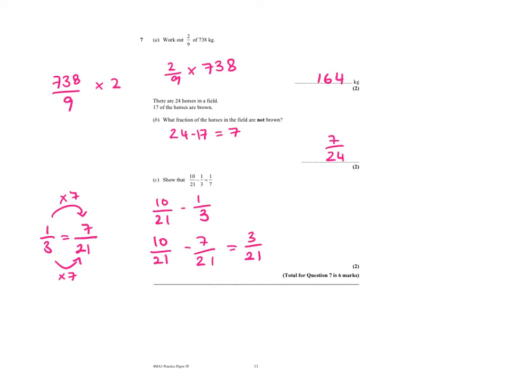Now 3 over 21 I can cancel down. They're both in the 3 times table, so if I divide the numerator and denominator both by 3, I get 1 over 7. So equals 1 over 7. And there you go, you've shown that 10 over 21 minus a third equals 1/7.